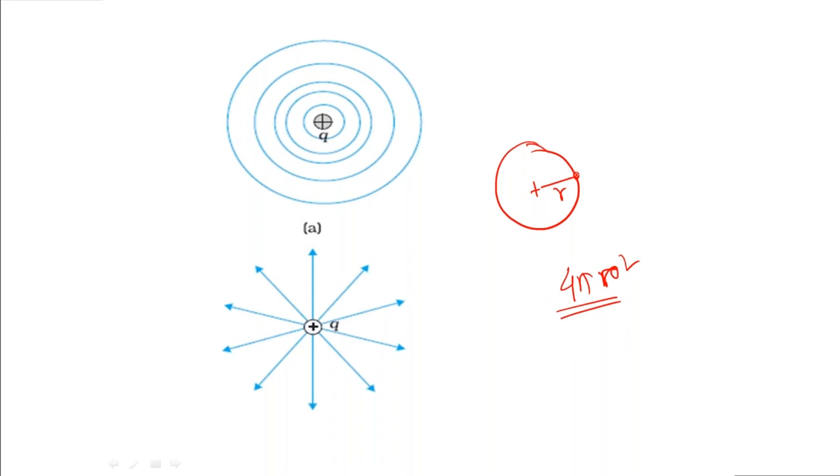If the potential is v1 here, it is also v1 here, also v1 here, and this also v1. Everywhere the potential is the same. So for a point charge, the spherical surface around that charge has equal potential. This kind of surface is called an equipotential surface.